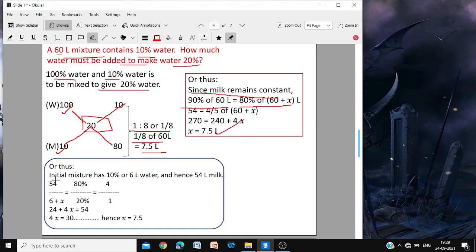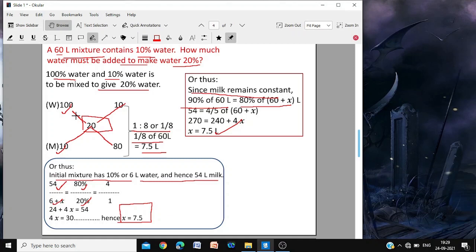Thus, the initial mixture has 10% of 60 liters of water and hence 54 liters of milk. So 54 liters of milk, then you add X liters of water to make it 60 plus X. That should be milk 80%, water 20%, that is 4:1, and you can cross multiply to get 7.5. All the methods are correct, but you can see that the cross difference method gives the easiest and simplest solution.